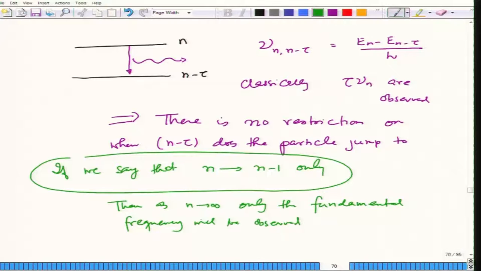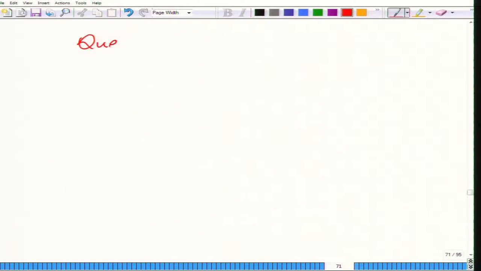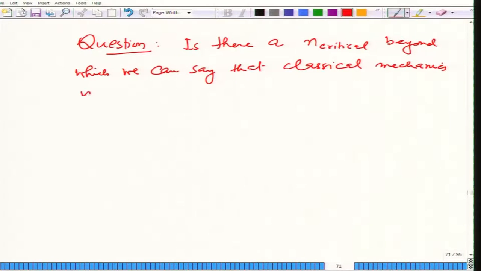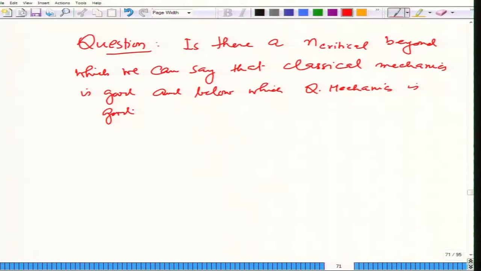Yes. Now, the question arises: is there an n critical beyond which we can say that classical mechanics is good and below which quantum mechanics is good? In other words, is there a boundary between classical and quantum mechanics?